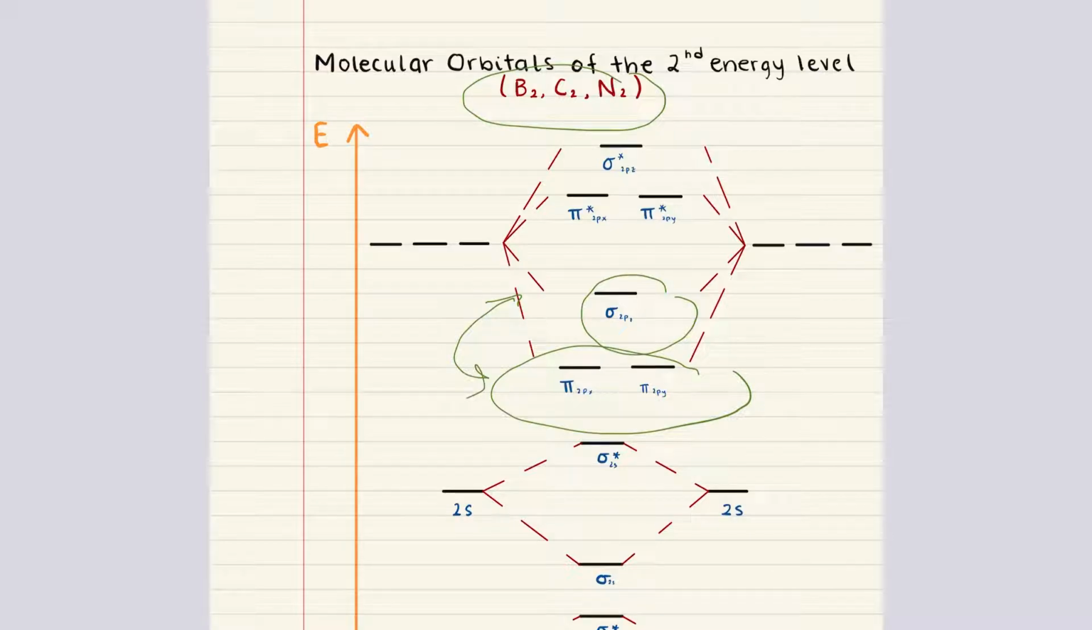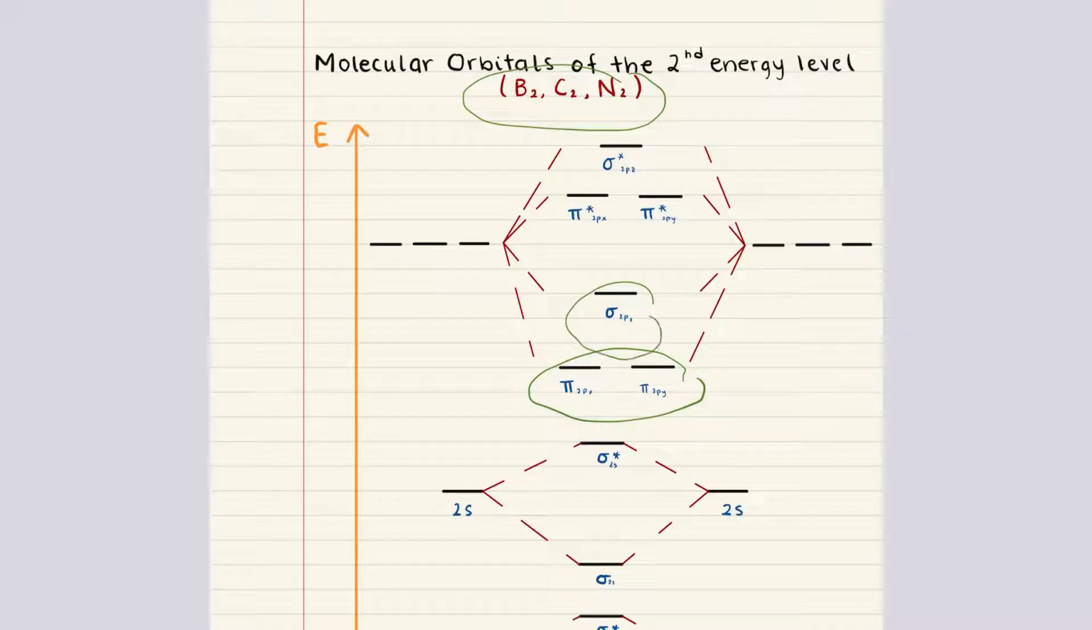This variation is caused by an effect known as sp mixing. In smaller atoms like boron, carbon, and nitrogen, the 2s and 2p atomic orbitals are closer in energy, meaning they can interact more strongly. And this mixing shifts the molecular orbital energy levels. Keeping this in mind, we're going to begin by analyzing diboron, dicarbon, and dinitrogen, where the pi 2p bonding orbitals remain lower in energy than the sigma 2p bonding orbital.